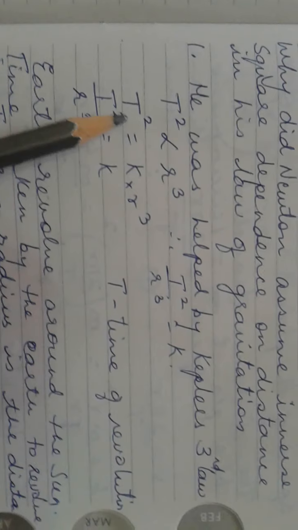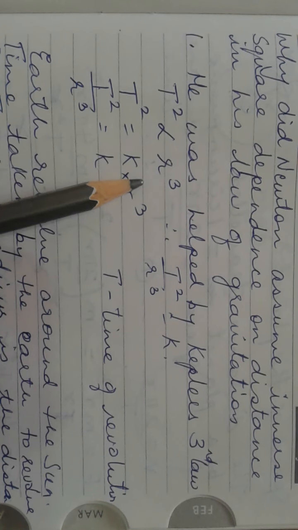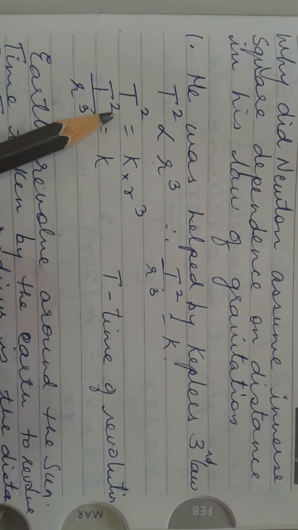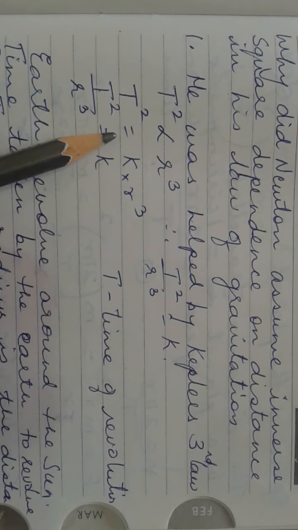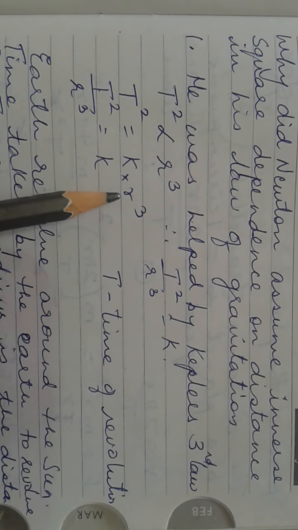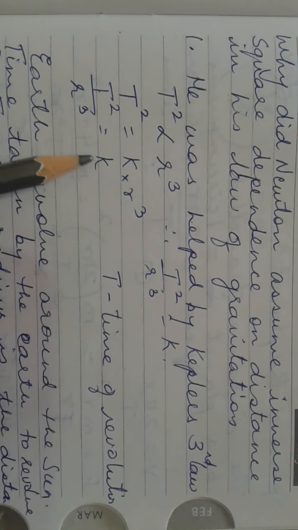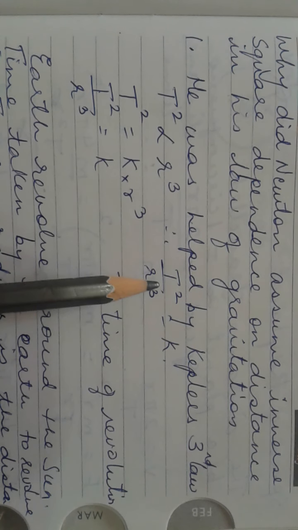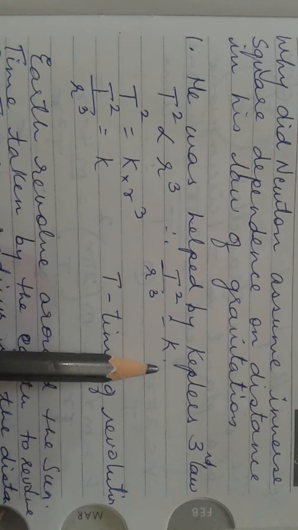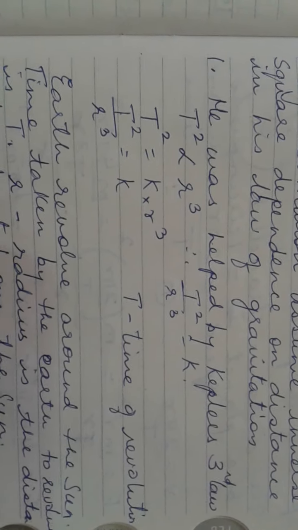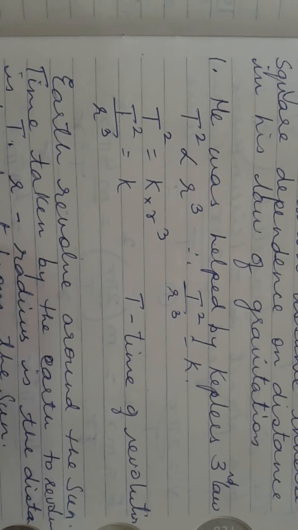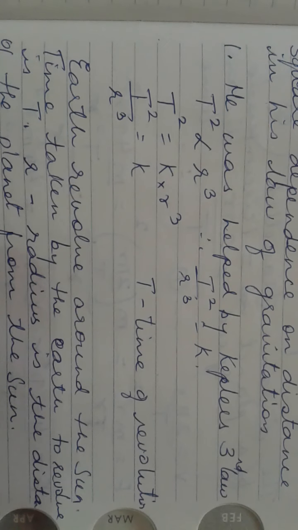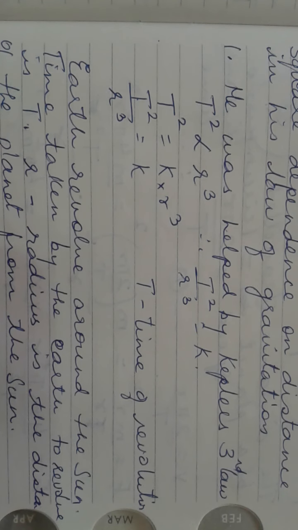So according to Kepler's law, T square is proportional to r cube, and when we remove the proportional sign we put a k. So T square is equal to k into r cube. We bring this r cube down, keeping k, which is a constant, on one side, and therefore we get T square upon r cube is equal to k. Now the earth revolves around the sun, and the time taken by the earth to revolve around the sun is taken as capital T, and r is the distance of the planet from the sun.